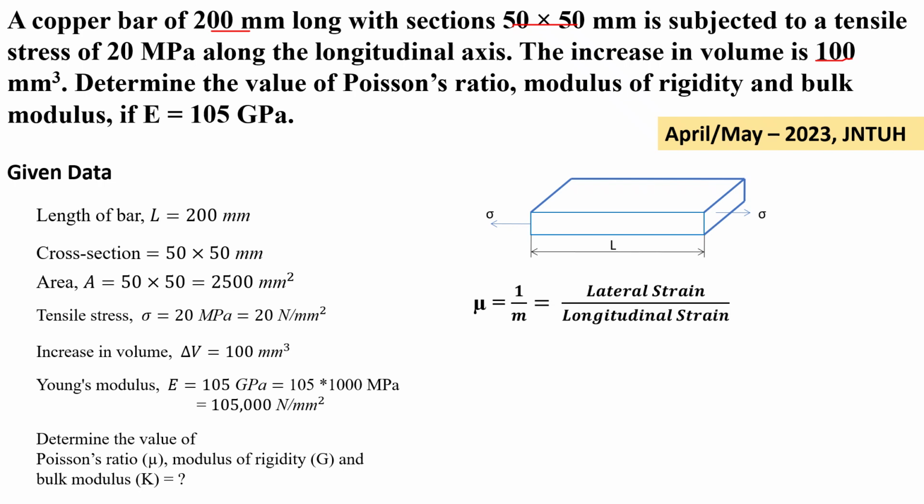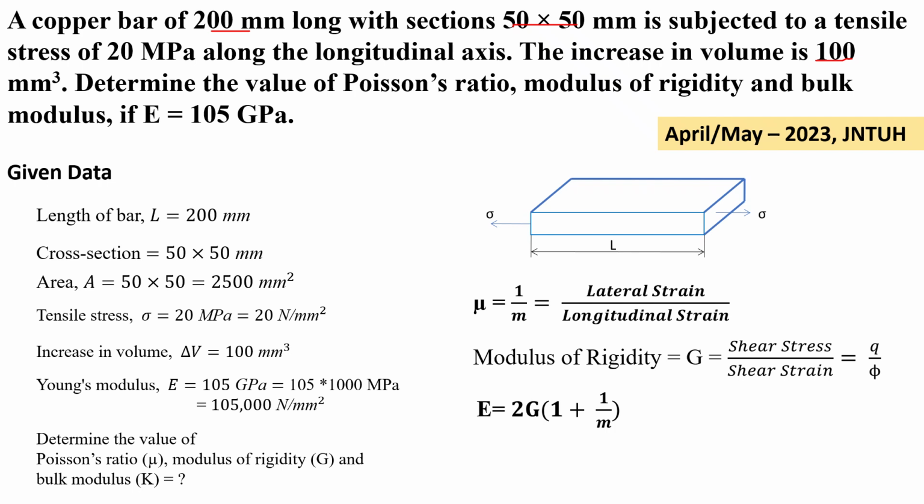We know that Poisson ratio mu, or 1 by m, equals the lateral strain divided by longitudinal strain. We also have to determine the modulus of rigidity G, which is equal to the shear stress divided by shear strain. And we know the relationship between E and G: E equal to 2G into 1 plus 1 by m. Here we have to determine the Poisson ratio. To determine the Poisson ratio, we have to find the lateral strain. But with this data, it is very difficult to determine the lateral strain.